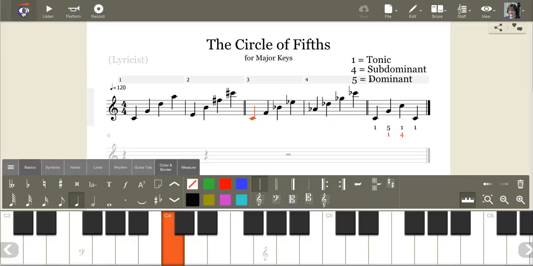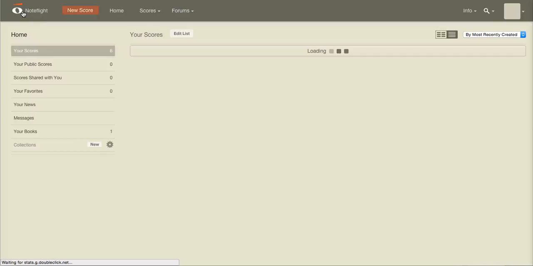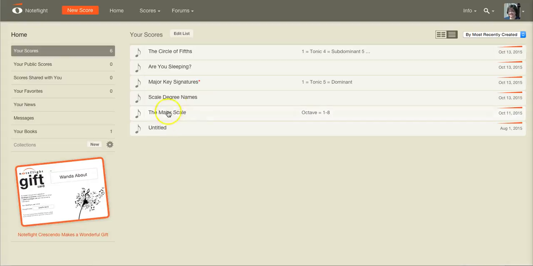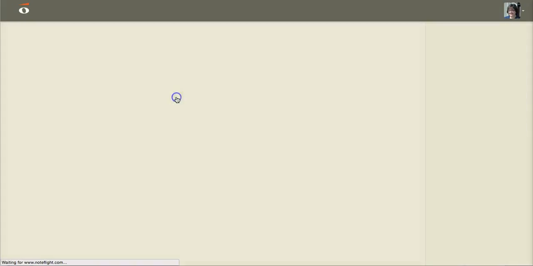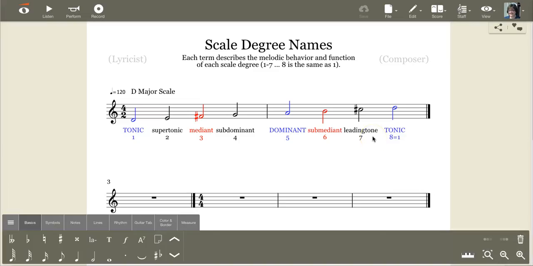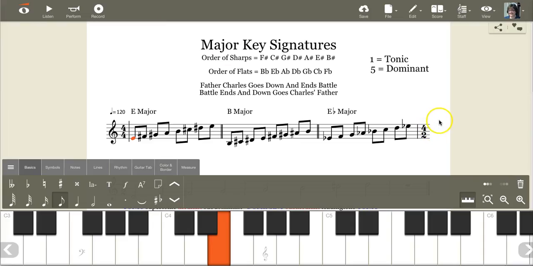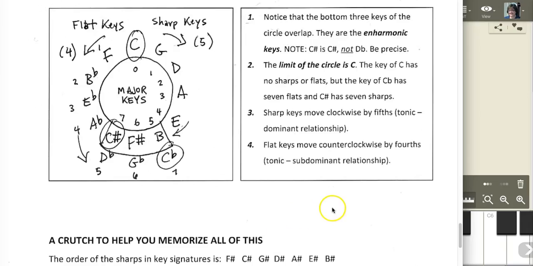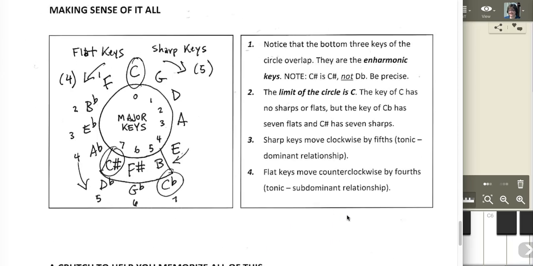So just want to remind you of these scale degree names. I'll pull this up here. The scale degree names. 1 is always the tonic, 5 is the dominant, 4 is the subdominant, and that's where we're going to be using it here. So I hope that that has been helpful. We're going to do a lot of work with the circle of fifths.